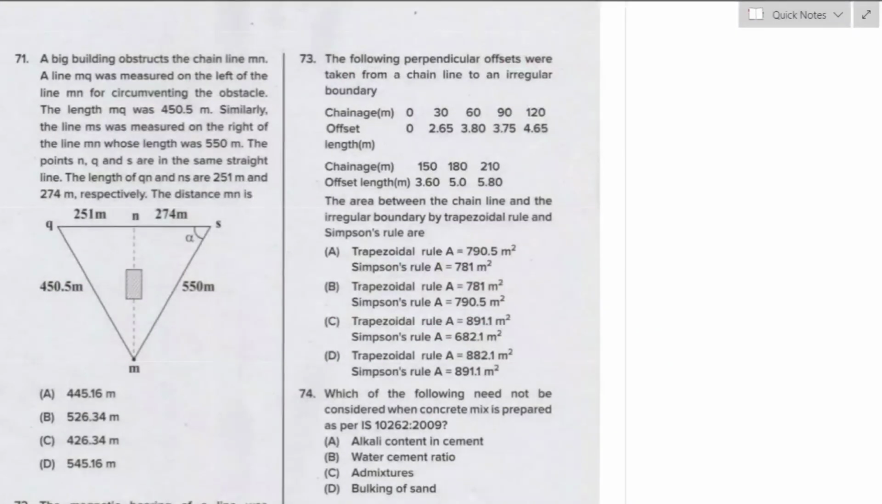Question number 73. The following perpendicular offsets were taken from the chain line to an irregular boundary. These are the chainages at a 30 meter interval, and these are the corresponding offset lengths in meters. The area between the chain line and the irregular boundary by trapezoidal rule and Simpson rule are. So from both these formulas we have to calculate the area between the chain line and the boundary.